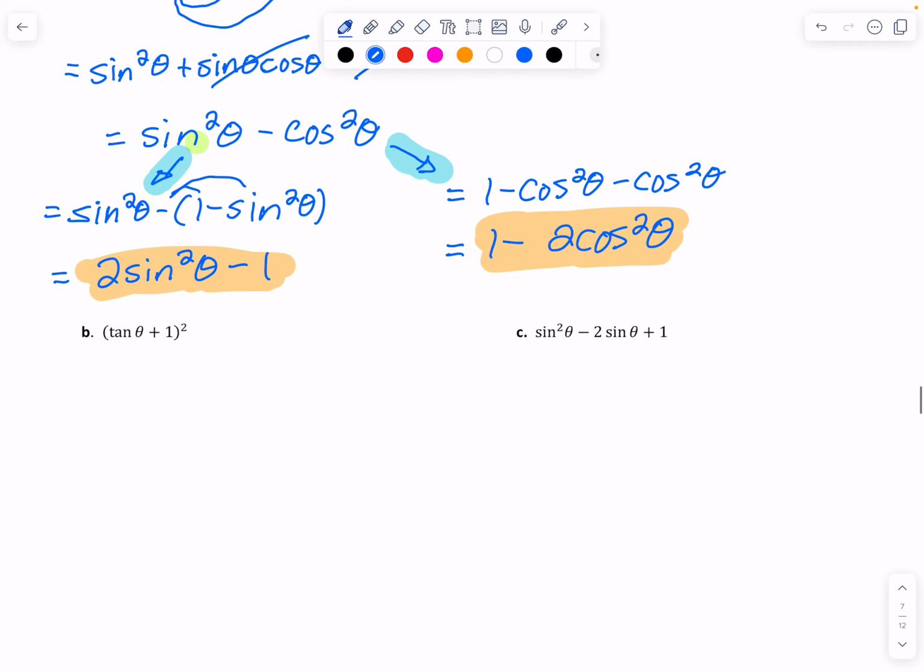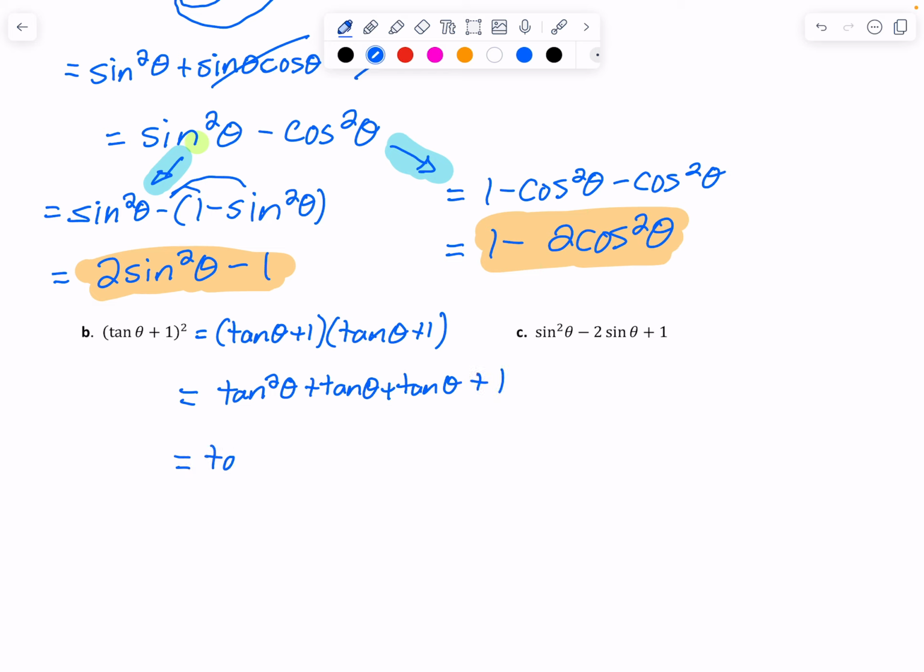All right, problem B. It's tempting just to square tangent and square 1 and call it good, but this actually means tangent theta, notice I'm writing my theta, plus 1 times tangent theta plus 1. All right, this just becomes a FOIL like we just did in that last problem. First, tangent squared theta, outside plus tangent, inside we get another plus tangent, and then last would be a plus 1. So this is equal to tangent squared theta plus 2 tangent theta plus 1.